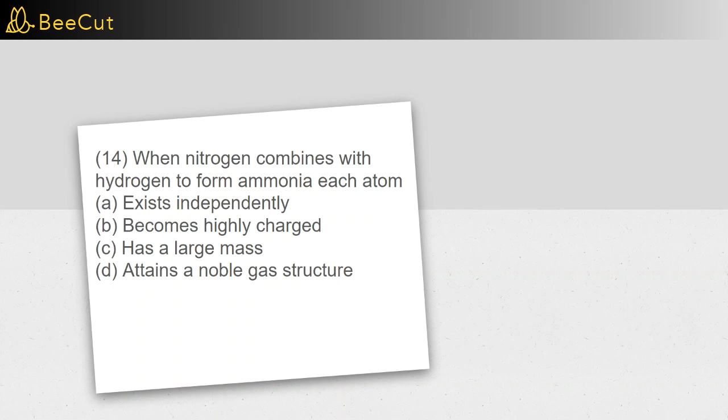elements to be stable. Nitrogen needs 3 electrons from hydrogen to be stable to form a compound with each other, and they will attain their noble gas structure by forming a covalent bond between nitrogen and hydrogen to form ammonia.